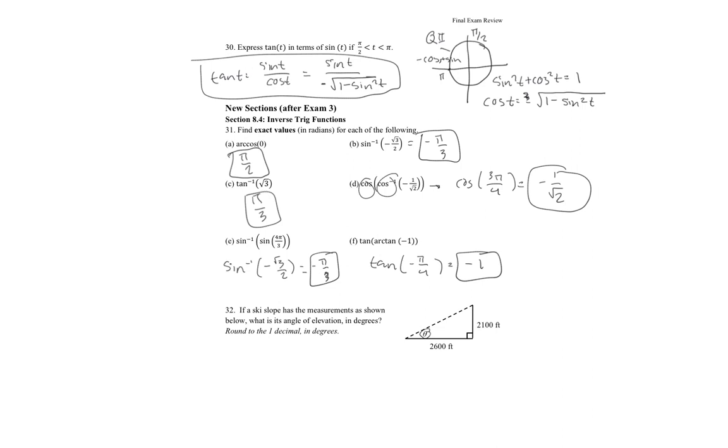And so that's just going to be tangent theta is equal to 2100 over 2600. And so to get theta by itself, that's what we're looking for, we take the tangent inverse of both sides, making sure that our calculator is in degrees. And so if we do that, we'll have theta is equal to tangent inverse of 2100 over 2600, which gives us 38.9 degrees.